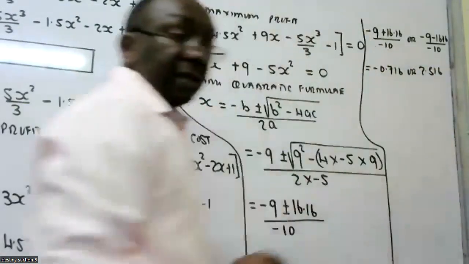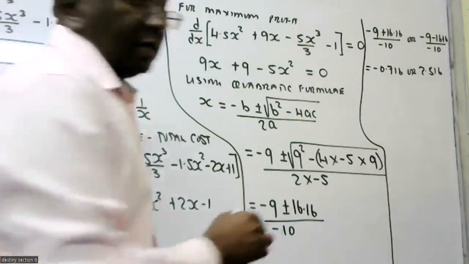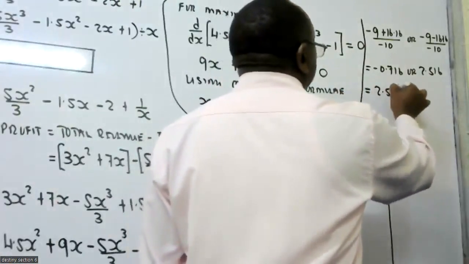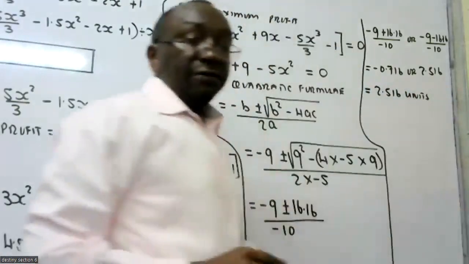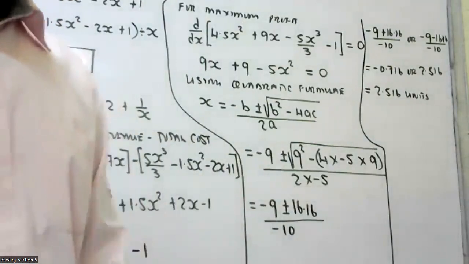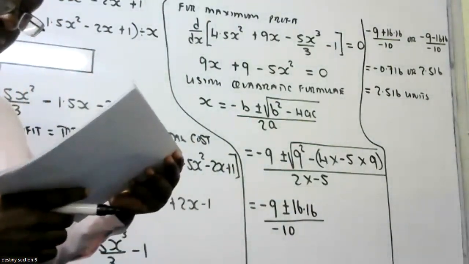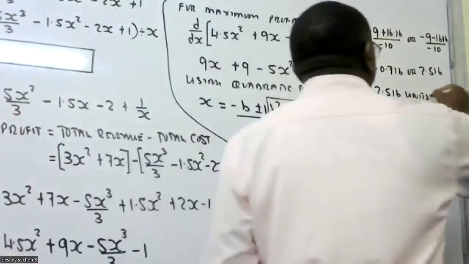2.516. And as we have been saying, you cannot have negative units, so you just have the positive one. So this then settles as 2.516 units. The examiner had asked, calculate the profit maximizing output. So that one we have calculated.